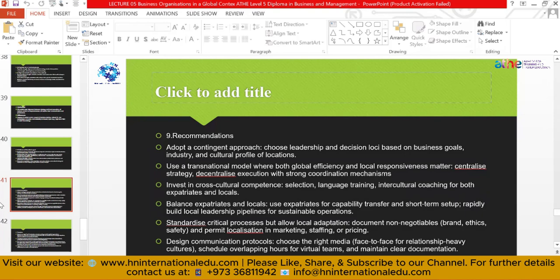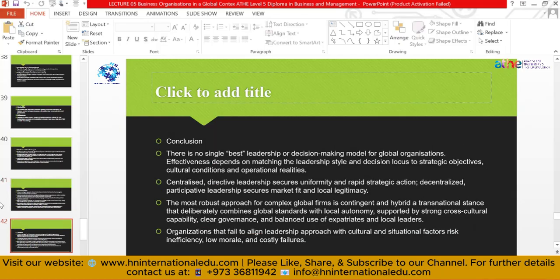Design communication protocols in a way that chooses the right media so that your message is conveyed to the right audience. Face to face for relationship-heavy cultures, schedule overlapping hours for virtual teams through Zoom or Teams, and maintain clear documentation, that is proper check and balance when things are executed.